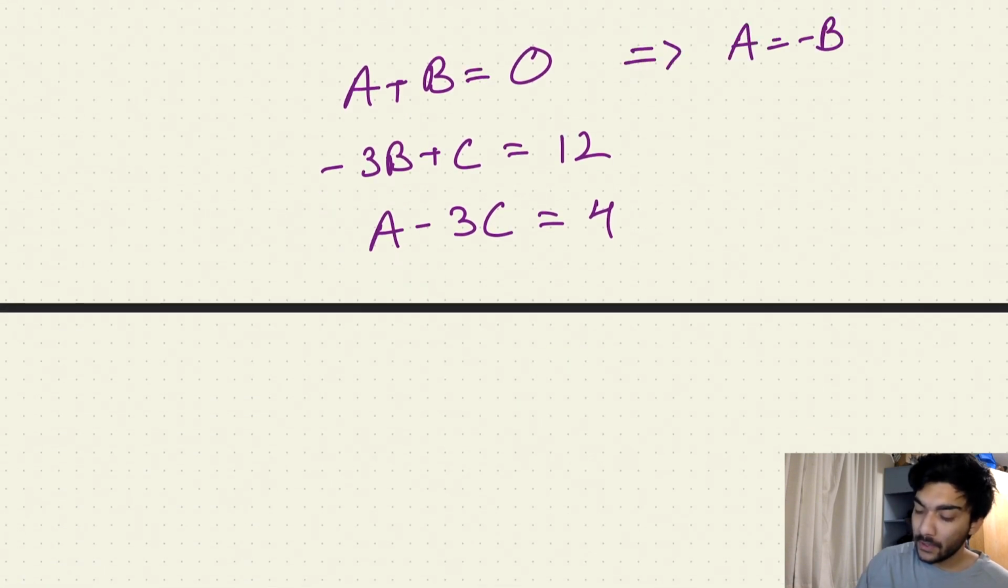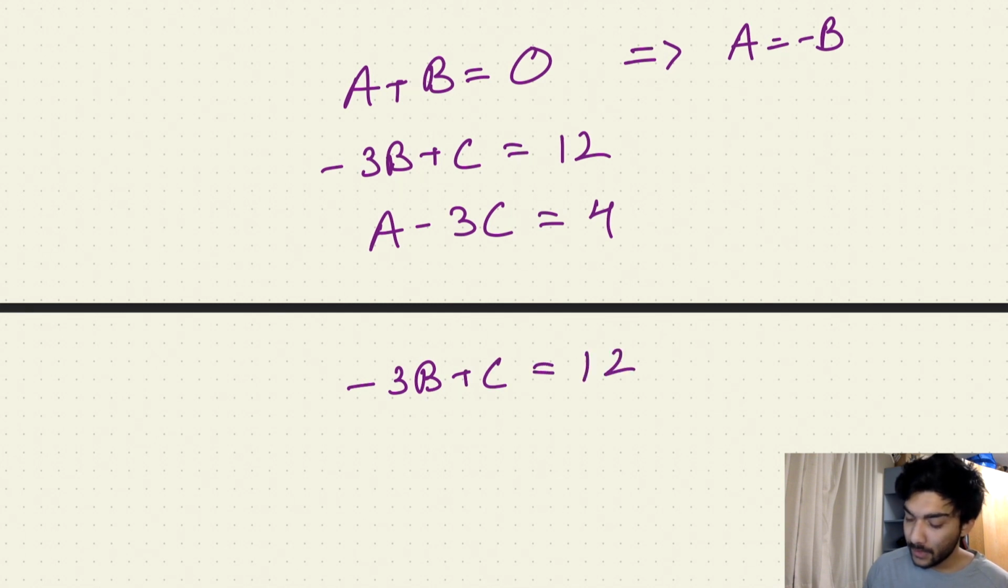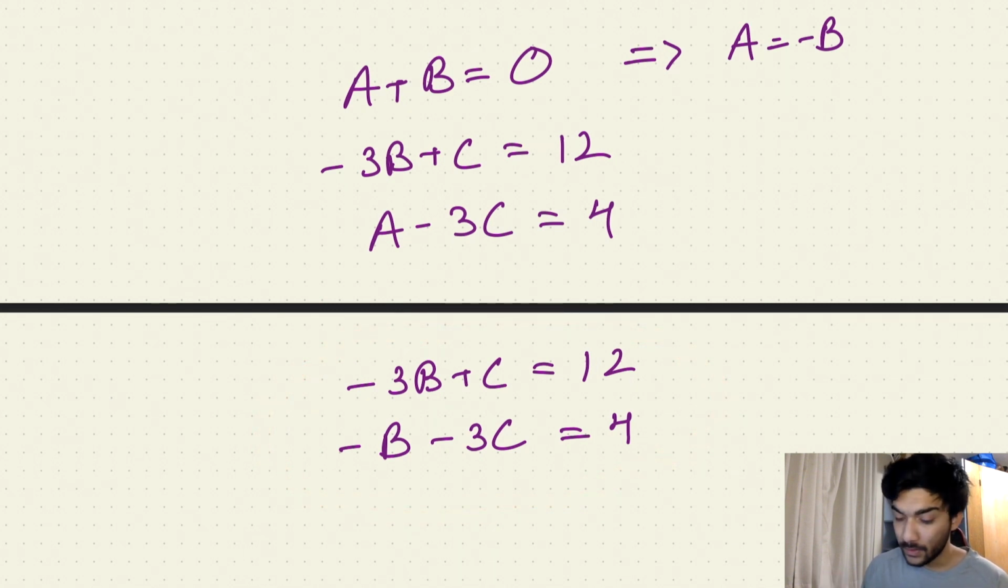So from this expression, a is equal to minus b, and then if a is equal to minus b, we know that minus 3b plus c is 12. A can be written as minus b for the third equation over here. So this would be transformed to minus b minus 3c equals 4. And now you can solve for these two linear equations over here, right? These two linear equations with two variables.